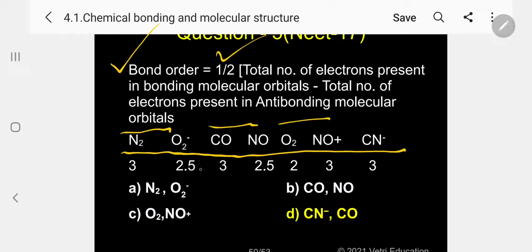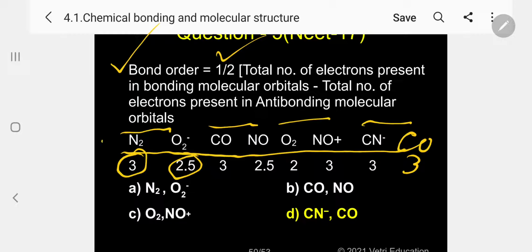N2, O2 minus, CN minus and CO are the four pairs given. Kindly follow. With the help of molecular orbital theory I can predict the bond order: N2 is 3, O2 minus is 2.5. The question asks for the same bond order.